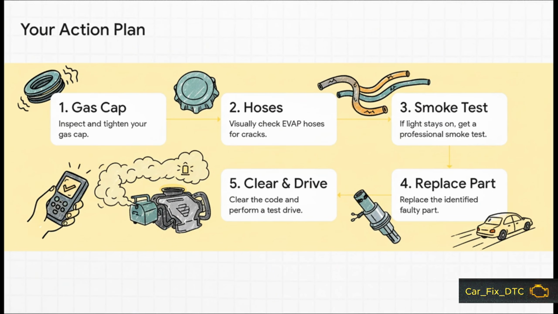So let's put this all together. Here is your clear, step-by-step action plan. Number 1, start with the gas cap. It's the easiest and most likely culprit. Make sure it's on tight and the seal looks good. 2. Do a quick visual check of any hoses you can easily see. 3. If that light is still on, it's time to find a pro for a smoke test. 4. Once they find the leak, you just replace the bad part. And finally, number 5, clear the code, take it for a drive, and make sure the fix is complete.